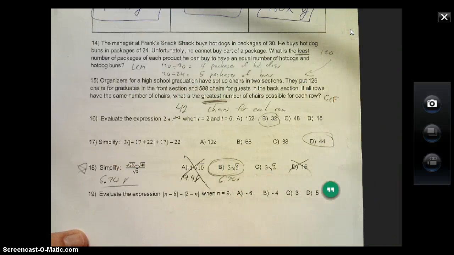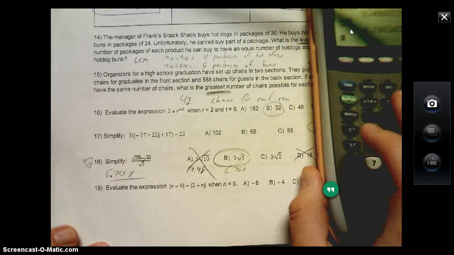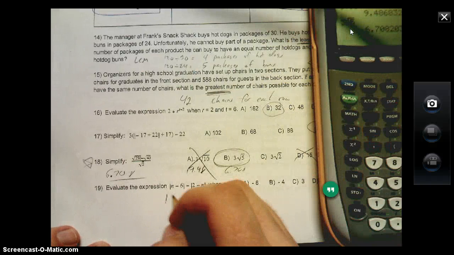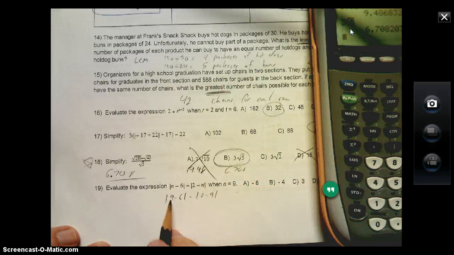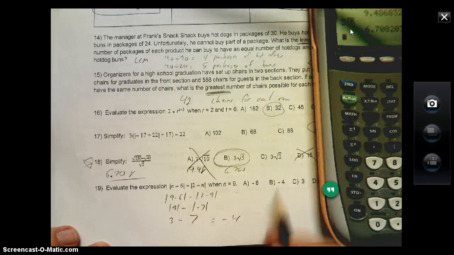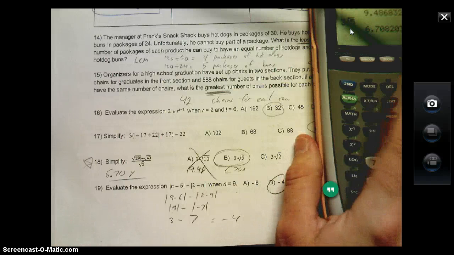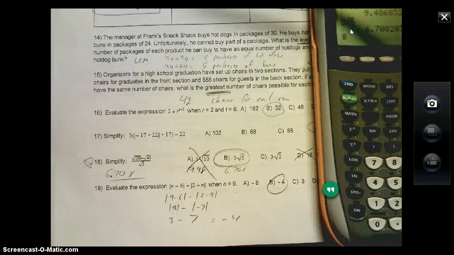Okay? All right. Evaluate the expression when n equals 9 down here. So if I just put 9 in for it, 9 minus 6 is 3. 2 minus 9 is negative 7. Absolute value makes things positive, so 3. This minus is outside, stays there, and this becomes positive. 3 minus 7 is negative 4. There's your B. Okay. Again, you can just use everything right in the calculator too. That's perfectly fine. Whatever makes you feel more comfortable.